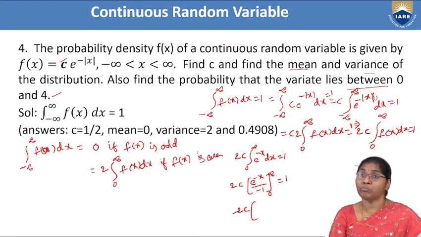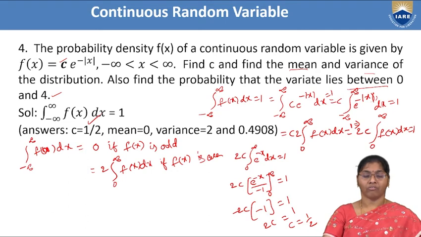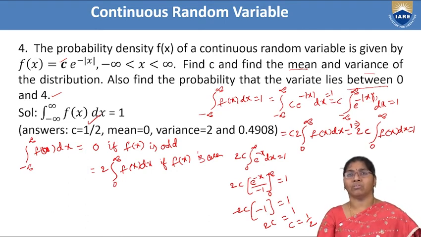What about the lower limit? Upper limit minus lower limit: e power minus 0 is 1, so we get minus 1, and minus minus 1 is 1. That is 2c equal to 1. Therefore, c equal to 1 by 2. We get the first value, c equal to 1 by 2.